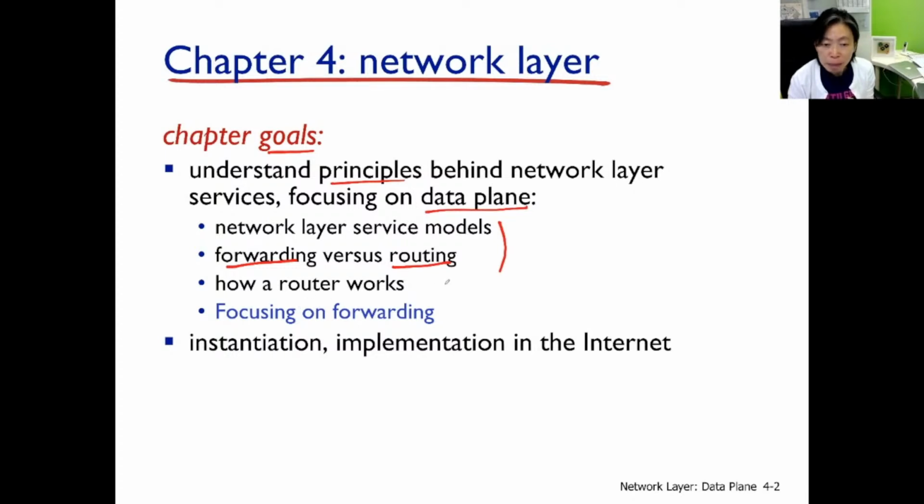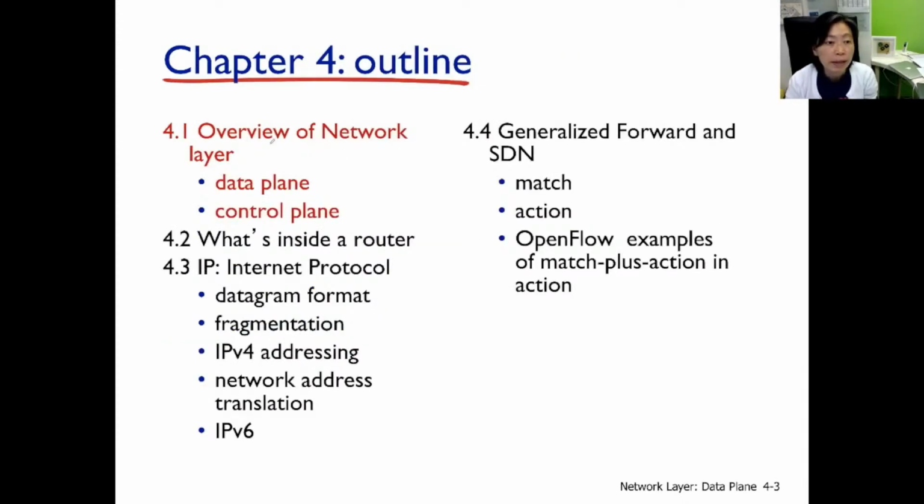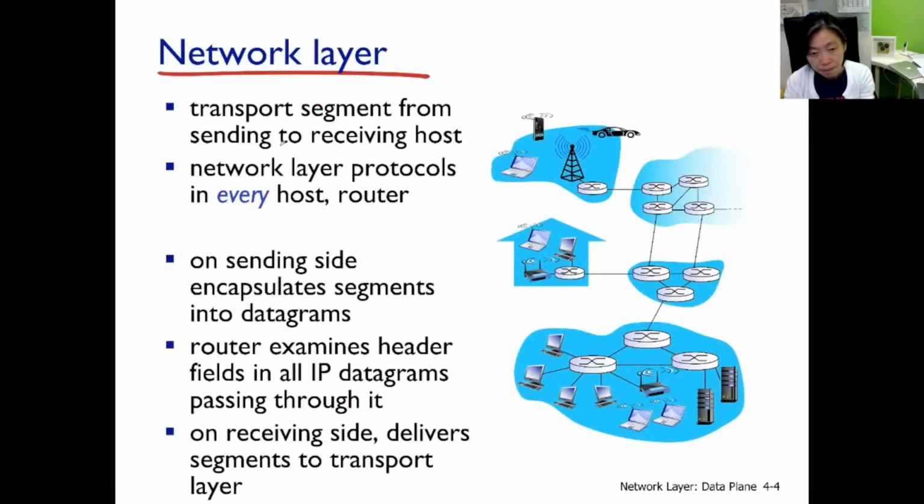We'll be spending some time here talking about the architecture of a router and how packets travel through a router. And in the rest of the chapter we'll be spending a lot more time talking about forwarding of packets generally, as well as how it's implemented and how it works on the internet. 4.1, the overview of the network layer.